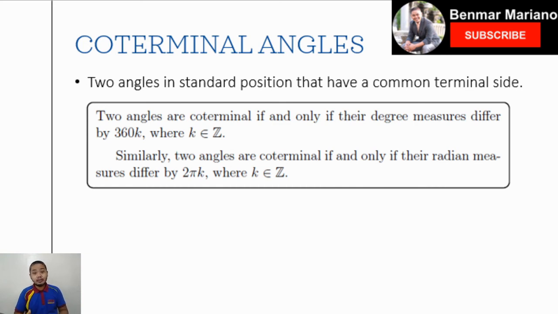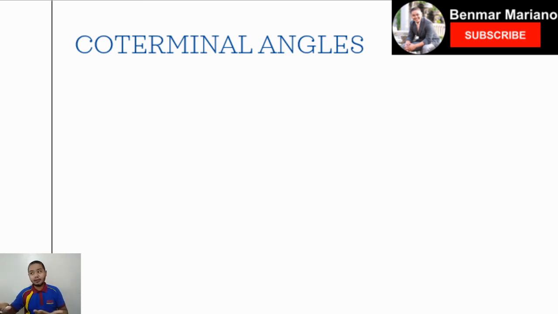Similarly, in radian measure, the two angles are coterminal if and only if their radian measures differ by 2 pi k. So 2 pi means 1 rotation. K is an element of z, or k is an integer, positive or negative. Let me show you an example of that.